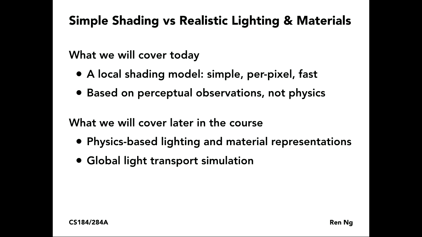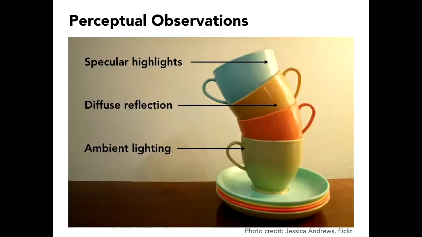What we'll cover later in the course, not today, is physics-based lighting and material representations and so-called global light transport, as opposed to this local one. The global light transport simulation is going to require us to evaluate things not just at a per pixel level and then done. We're going to have to worry about the transport of light from one location of the scene to another, back and forth through bounces of light. Really cool stuff. I think some of the jewels of computer graphics. But today, it's things that are more amenable to real time.